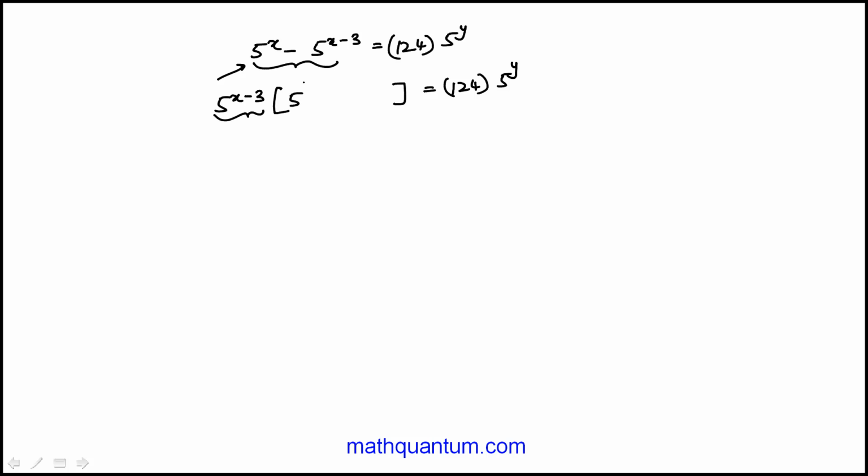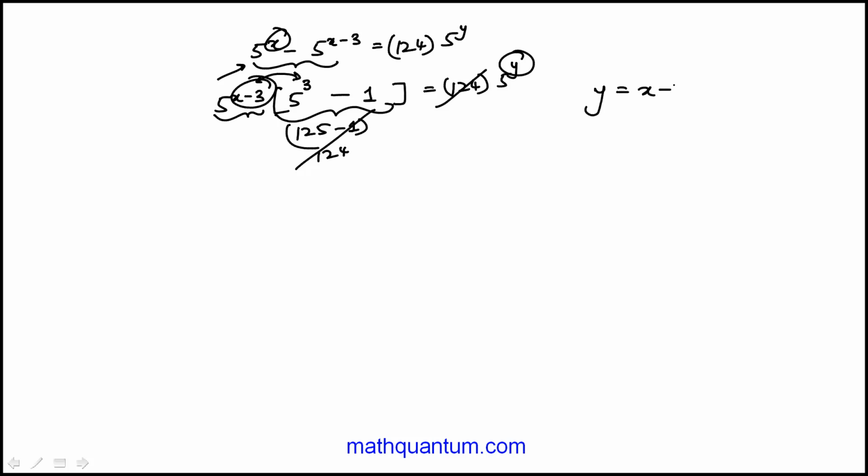It's harder to factor because you have to recognize this as 5 to the 3, because if you multiply these two, add those exponents, that would give you x, and that just becomes 1. So this piece, 5 cubed, is 125 minus 1 becomes 124, and that means x minus 3 is equal to y. They're asking what is y in terms of x, so that'll give you the answer, which is C. So that's the fastest way to do it.